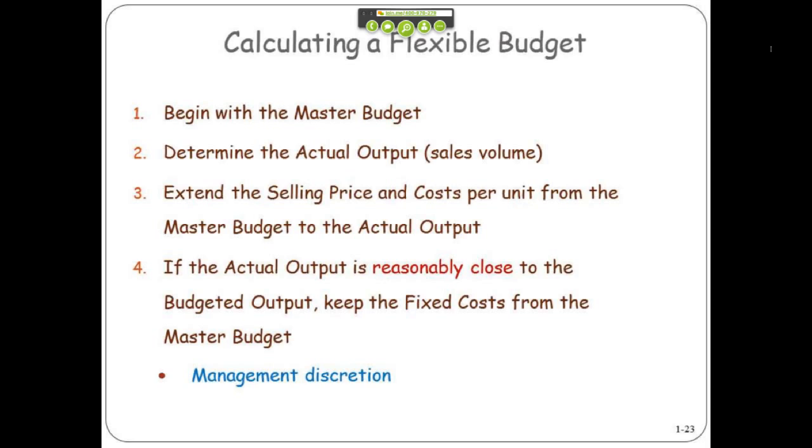This is where you get to use some management discretion. If you believe that you were reasonably close in terms of your actual output versus your budgeted output, then you just keep the fixed costs in your flexible budget from your master budget. That's a discretionary decision you get to make. It'll figure itself out later when you do your fixed cost analysis anyway.